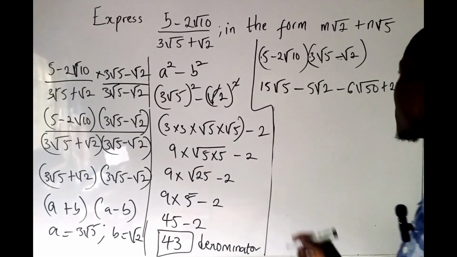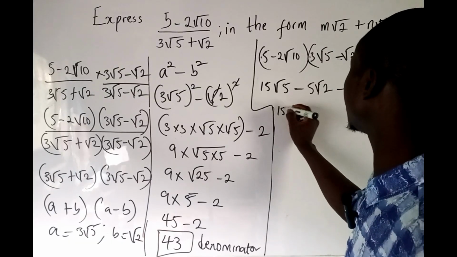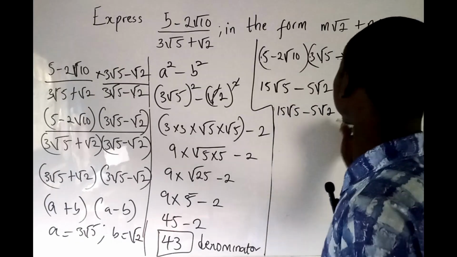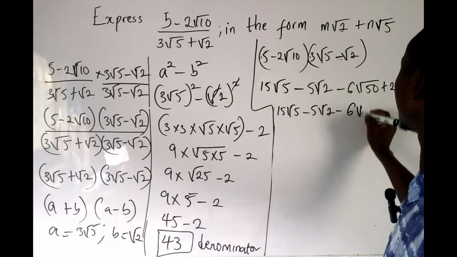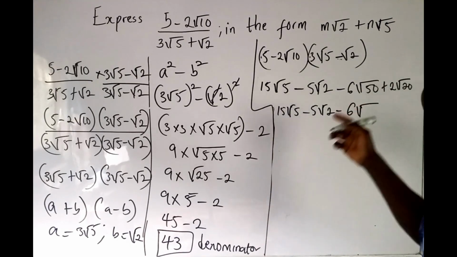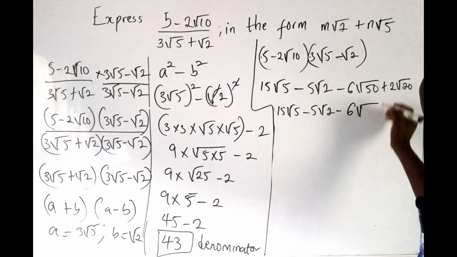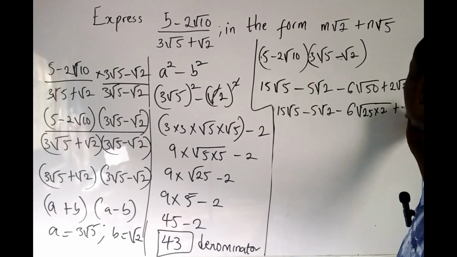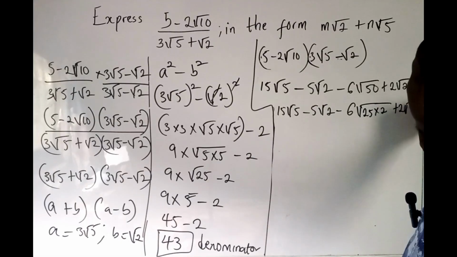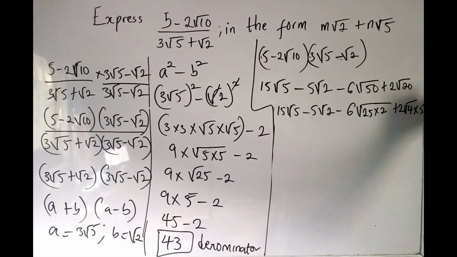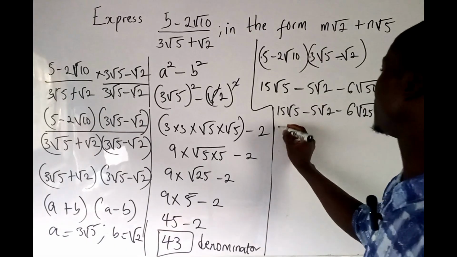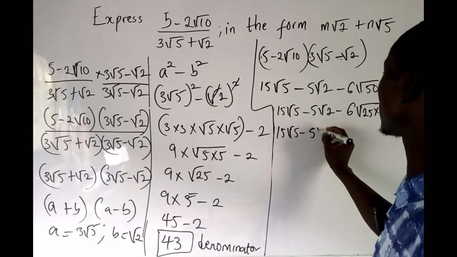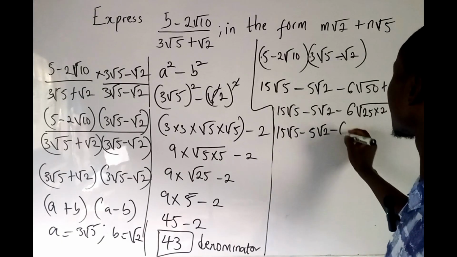Now what do we do next? We now have 15 root 5 minus 5 root 2, then minus 6 root 50, plus 2 root 20. It is big, so we can simplify it. Now 50 can be written as 25 times 2, and 20 can be written as 4 times 5.